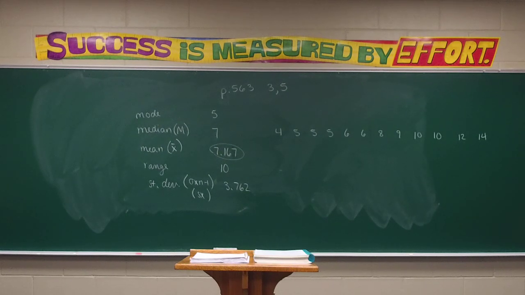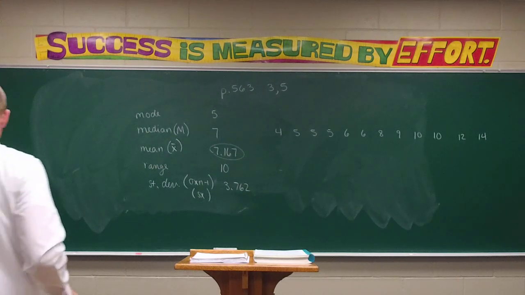I must type something in. One more time, you do this stuff. I'll watch. It's 4, 5, 5, 5, 6, 6, 8, 9, 10, another 10, 12, 14. I'm getting something different for the mean too. There we go. I'm getting 7.83 repeating.